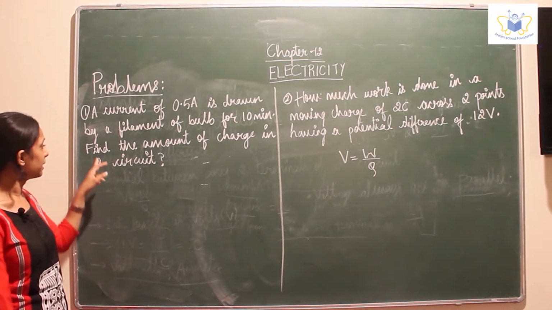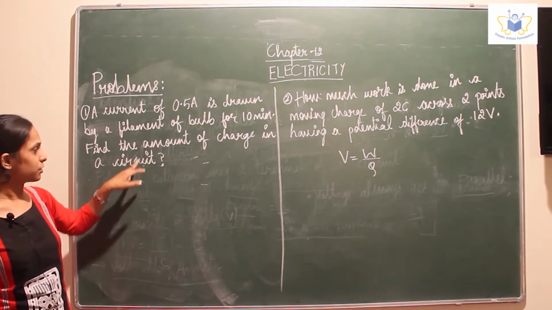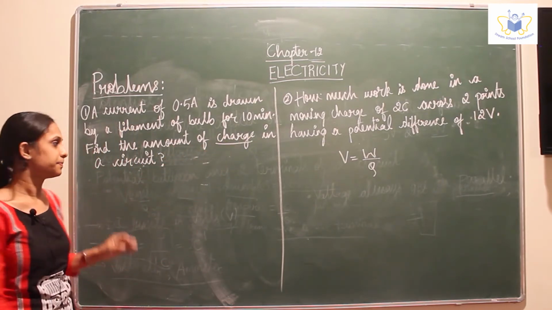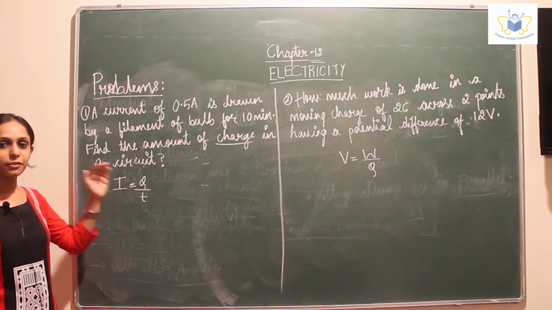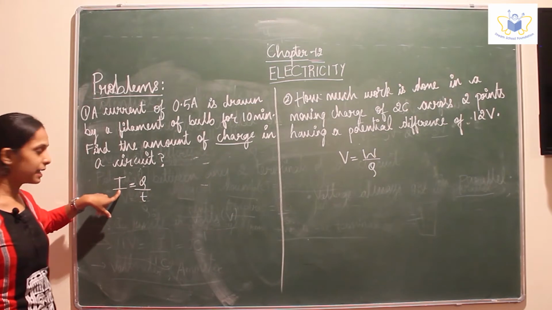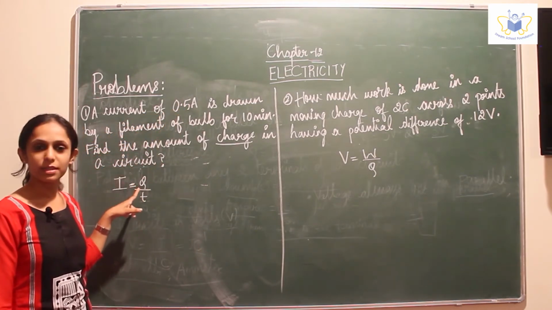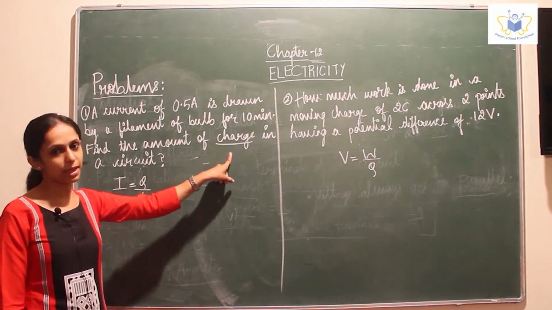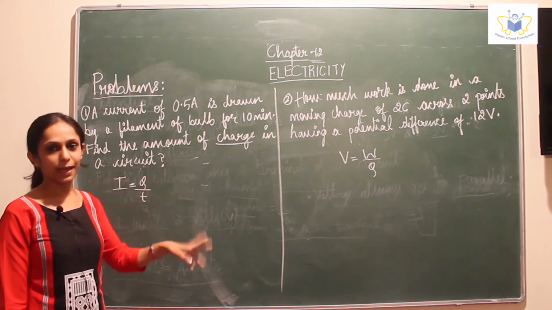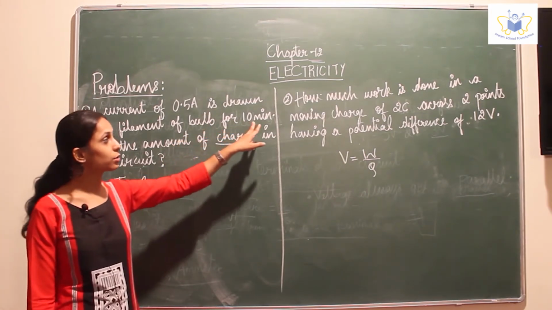What are you supposed to find? Find the amount of charge in the circuit. So what are you supposed to find? Charge. What was the formula I gave you for current? I is equal to Q by T. What does I stand for here? Current. Do we have the current value? Yes. What does Q stand for? Charge. Do we have the charge value? No, we are supposed to find charge. T is for time. Do we have time? Yes, 10 minutes.